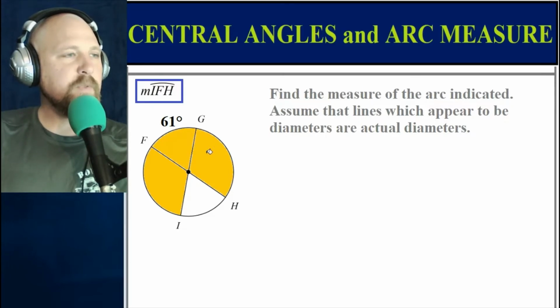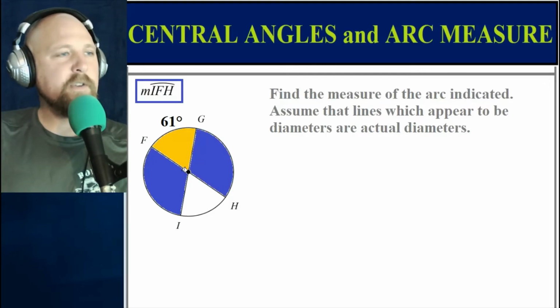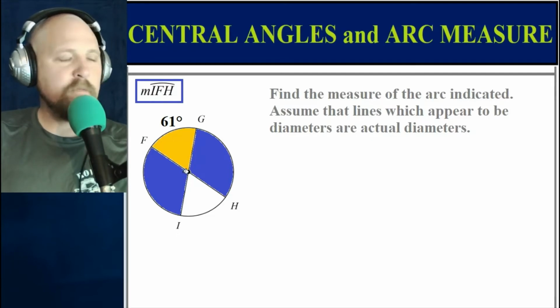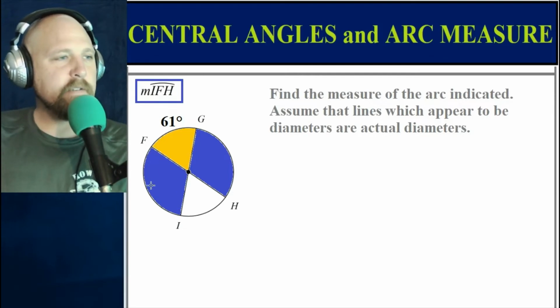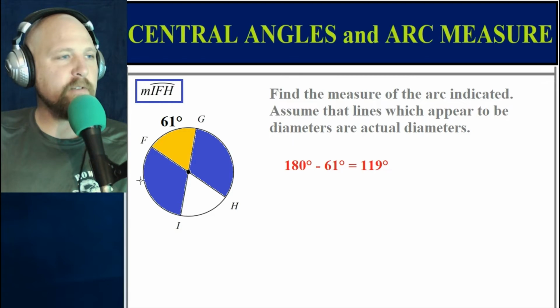You should notice pretty quickly GI and FH, those are diameters. They both cross at the center, therefore these two are equivalent because of the vertical angles property that we've discussed in times past. So the way that we find this section right here is, because GI is a diameter, from I to G is 180 degrees. And then we subtract this 61, and that's going to give us 119 for the minor arc IF.